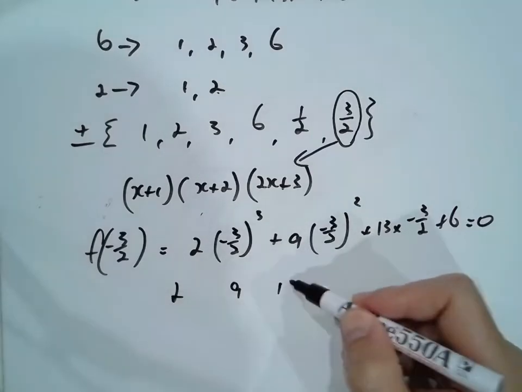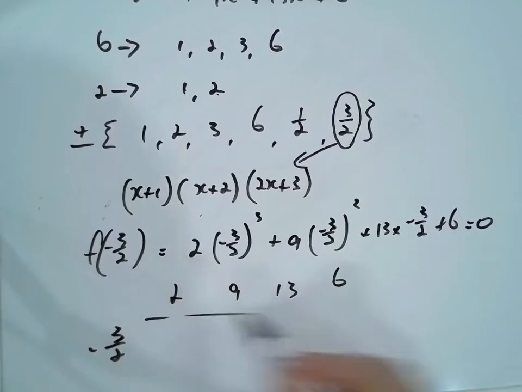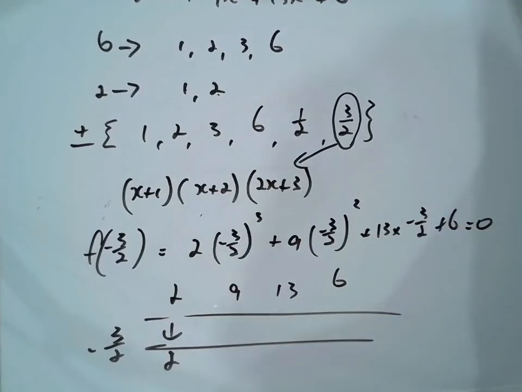2, 9, 13, 6, negative 3 on 2. Pull down your 2. See if you can get that synthetic division out using negative 3 on 2 as your first factor, your first 0.